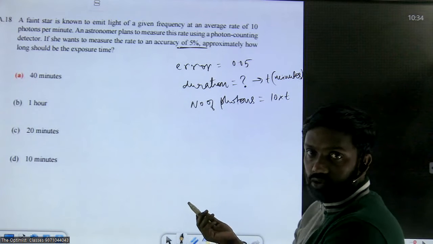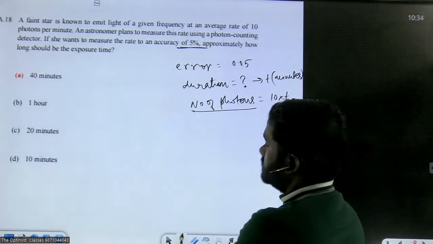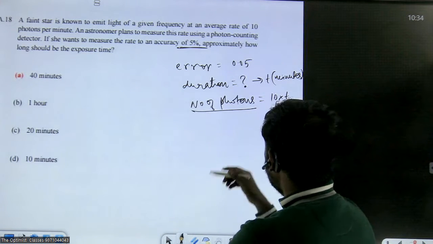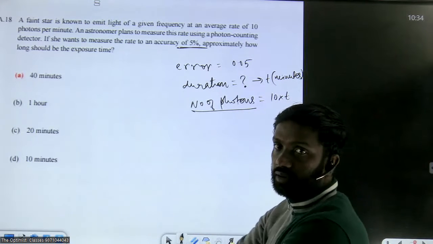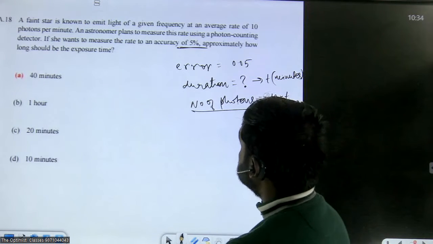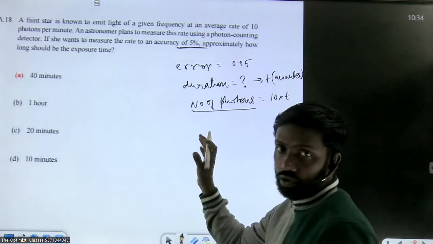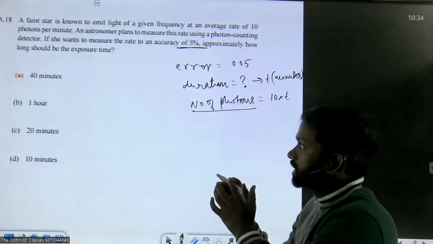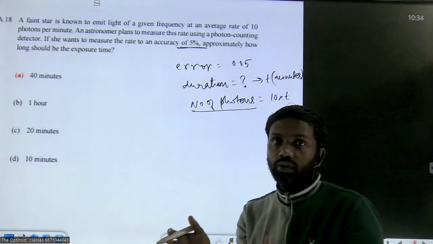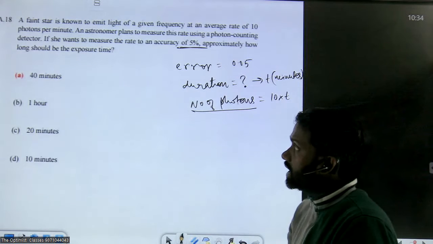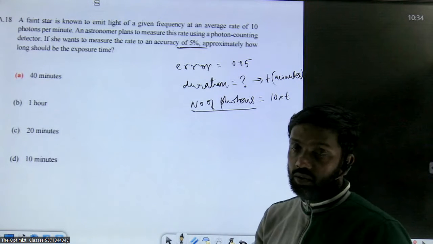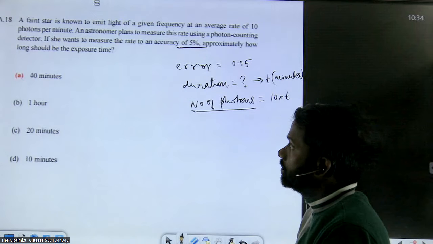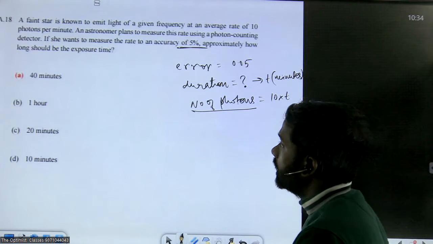So either we can do it like this. Suppose we calculate the number of photons detected, then we can put number of photons detected divided by 10, and you will get t, that means the duration. So this is a question of detection of photons. See, suppose a photon is coming, then a detector will either detect the photon or it will not detect the photon. So this is like a binary situation. Either there is detection or no detection. So the data that we'll get from here will have a binomial nature.